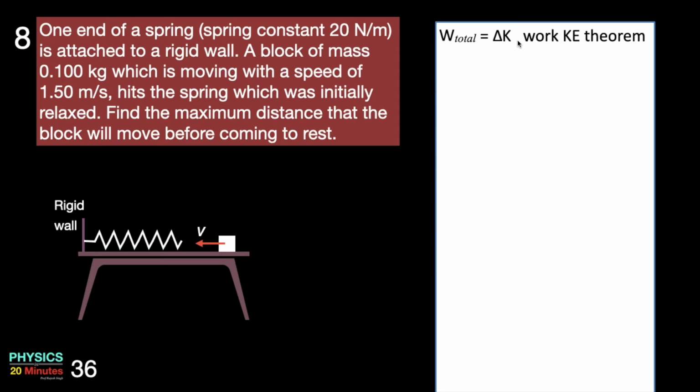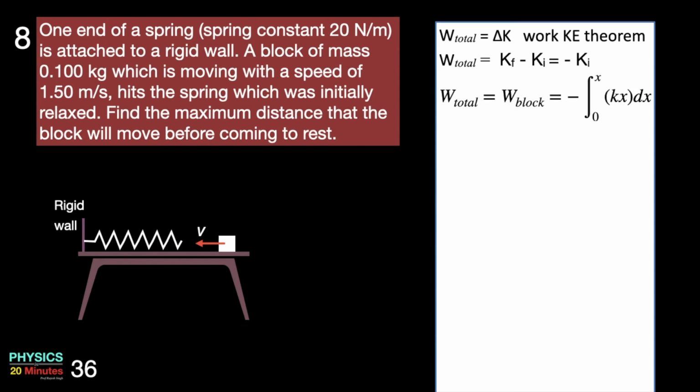Total work done is change in the kinetic energy. So final kinetic energy minus initial kinetic energy, but finally the block will come to rest when the spring will be compressed maximally. Therefore final kinetic energy is 0, so W total is minus Ki.